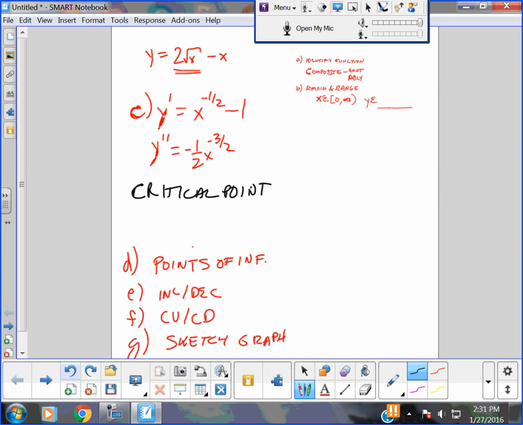I want to find the critical points. Now, everybody, let's be clear about this. This is one thing on the test. Critical points are only when the first derivative is 0 or undefined, okay?